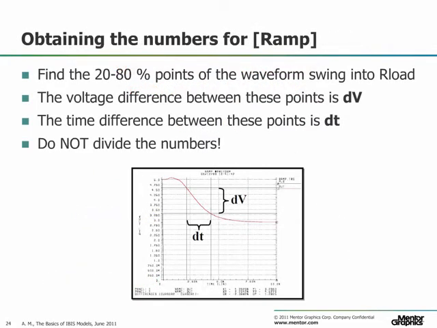The values of the ramp keyword are expressed with two numbers, one for dV and one for dt. The values for dV and dt can be obtained from the 20 and 80% points of the waveform which was generated with the resistive load as described on the previous slide. It is very important to keep these two numbers separate in the ramp keyword. In the buffer model implementation, the dt determines how fast the device turns on and off. If we divided the numbers to provide a slope, this information would be lost and the simulation results would be incorrect.